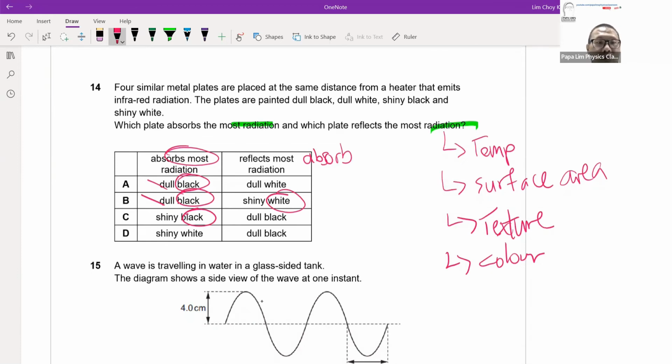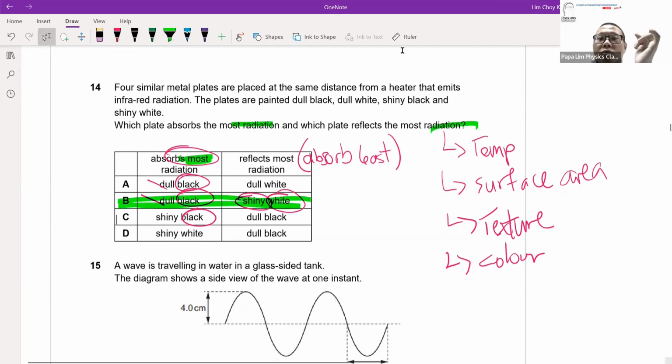So these are the clues given to us. This is what we have deduced for absorbing the most, and reflecting the most, which means absorbing the least. When we say reflect the most, it indirectly means that the object absorbs the least amount of thermal energy. The only option that has all this is option B. So take note of the keywords and the clues when we talk about different modes of heat transfer.